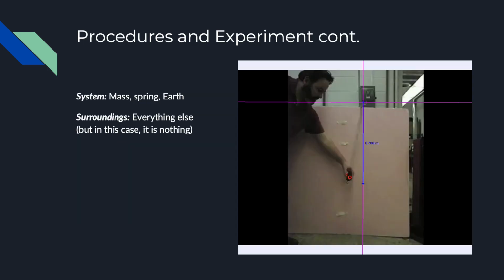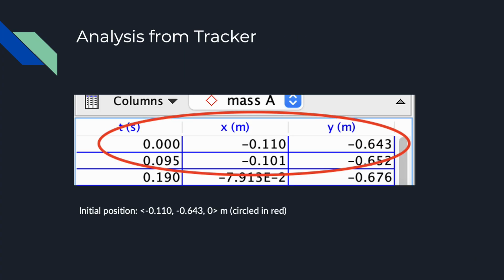For this lab, the system includes the mass, the spring, and the earth. And the surroundings is everything else, but in this case, it's nothing. Now on to analysis from the Tracker.